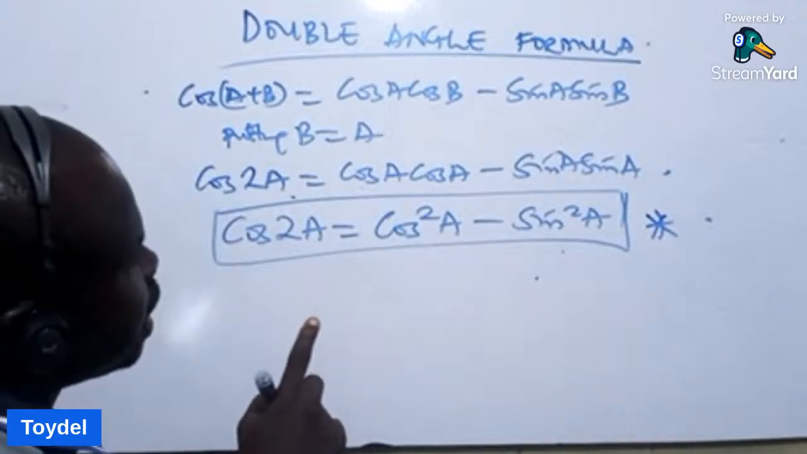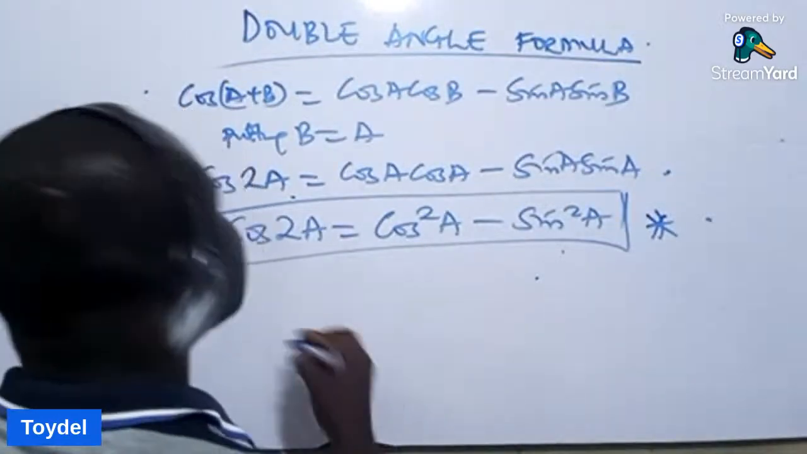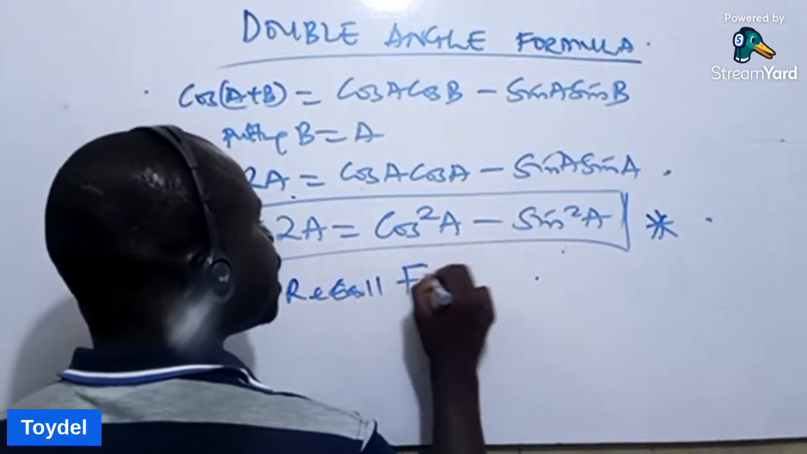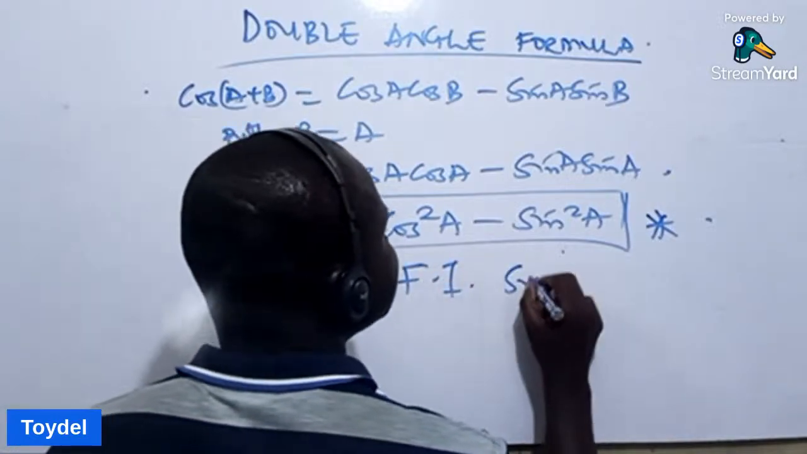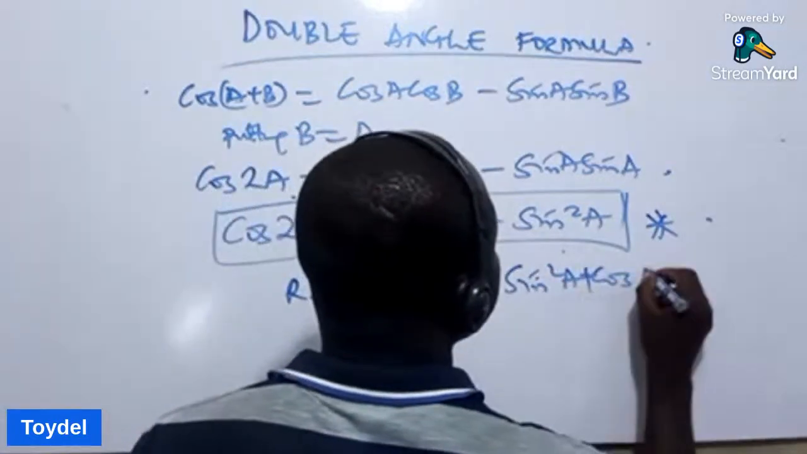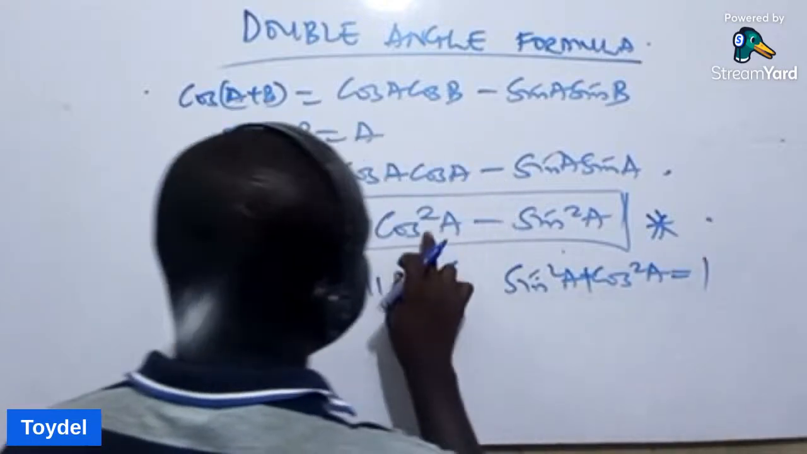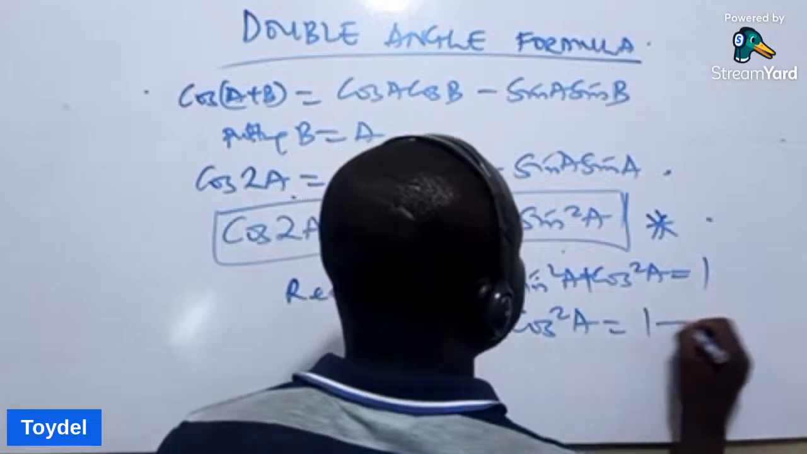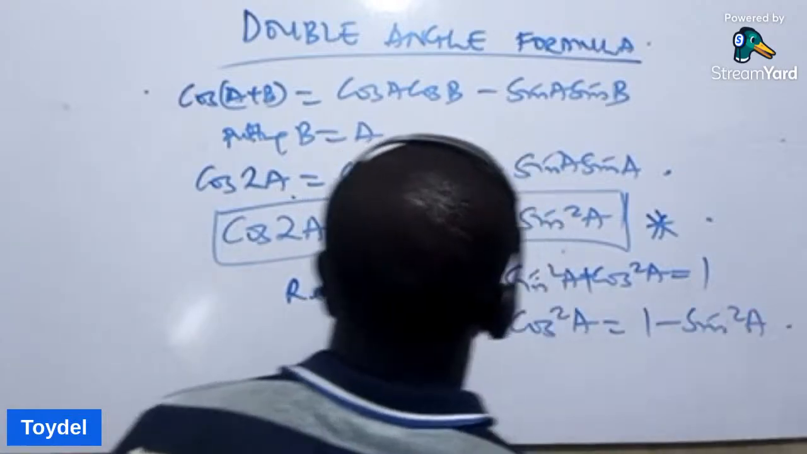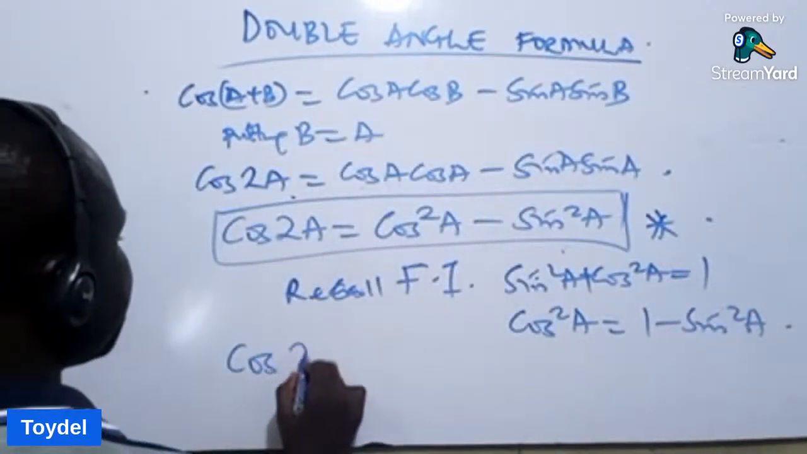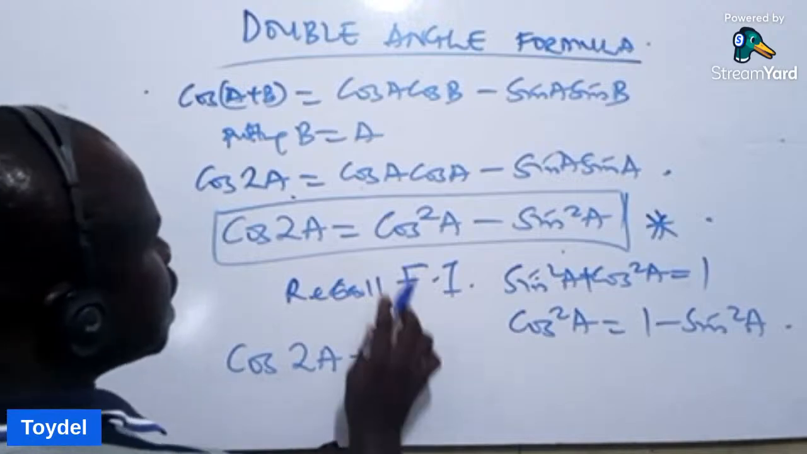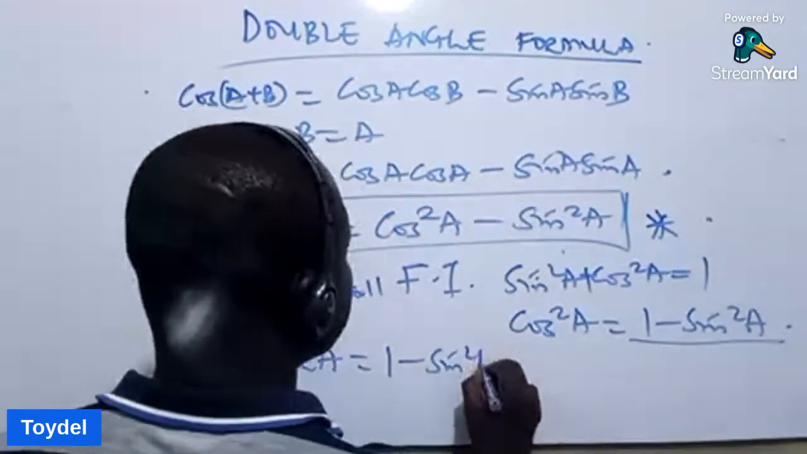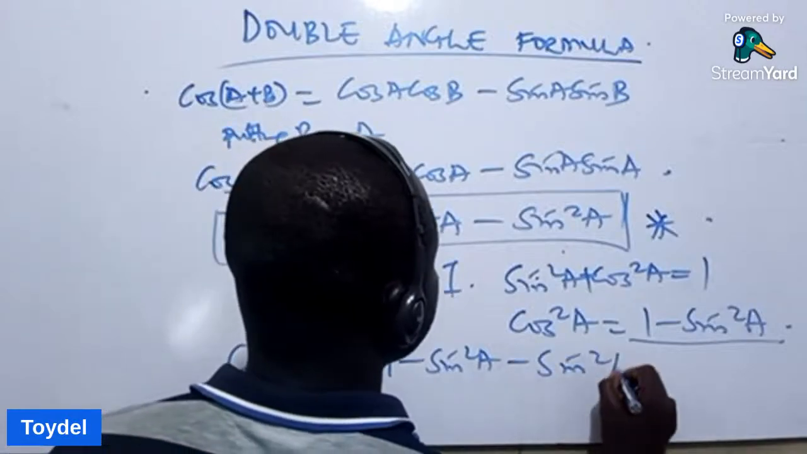But since we have cos square A and sine square A, if we recall from the fundamental identity that sine square A plus cos square A is equal to 1, and I make cos square A the subject of the formula, I'm going to have cos square A equal to 1 minus sine square A. So I can get another derivation for cos 2A. Instead of cos square A now, I'll change it to this. I'm going to have 1 minus sine square A minus sine square A.